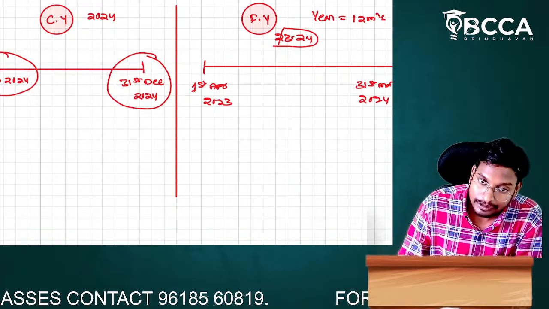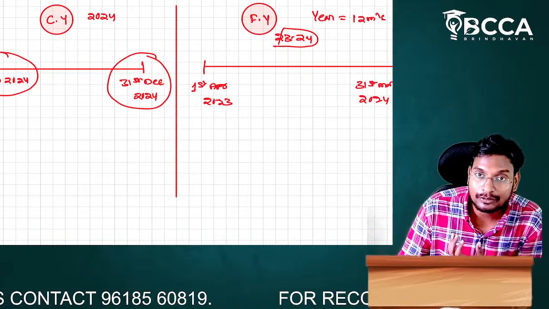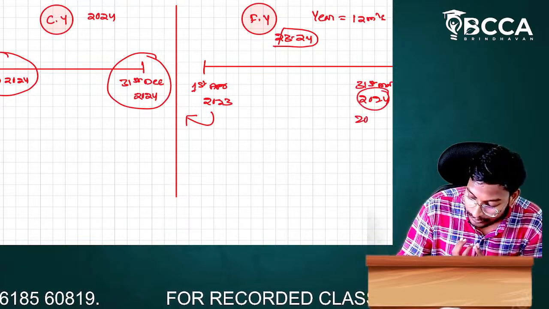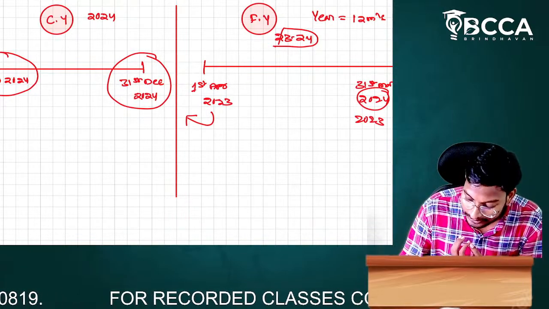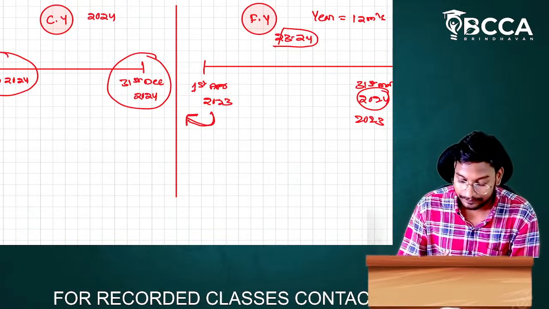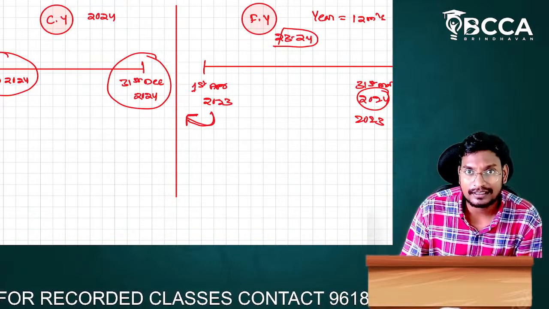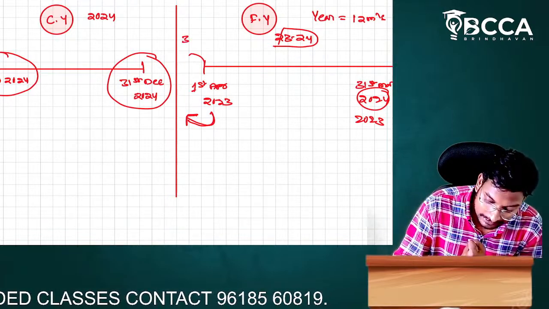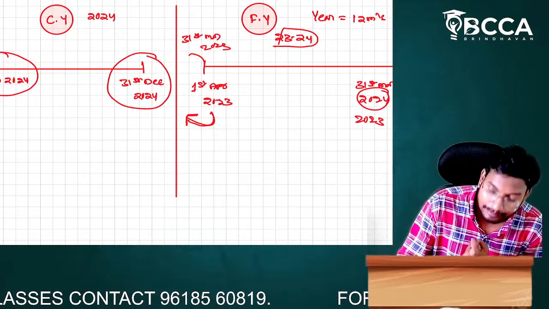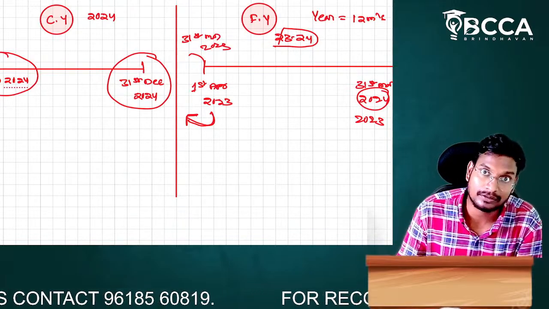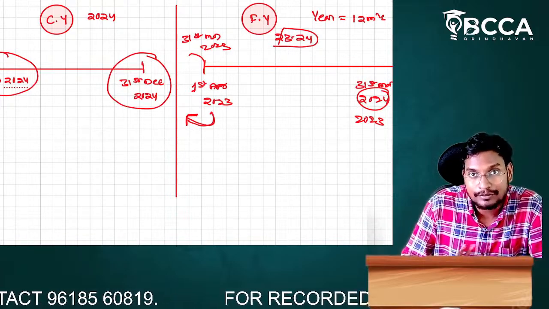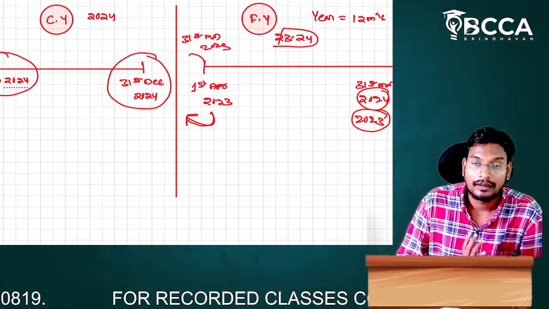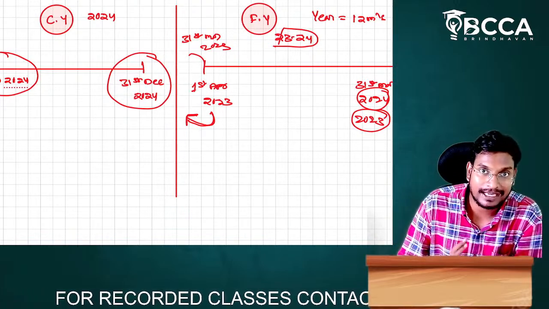Why? Already the 23 is over. If you write 2023 here, we are going back. 1st April 2023 is the date. What is the before date? 31st March 2023 is the before date for the 1st April of 2023. If you write 2023, that means we are going back. But in the case of financial year, we have to go front.